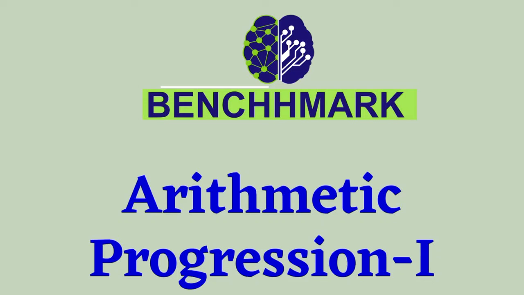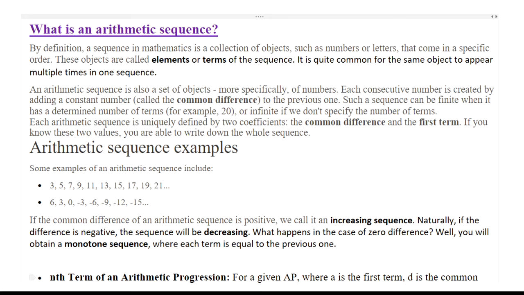What is arithmetic progression? By definition, a sequence in mathematics is a collection of objects. It can be numbers, it can be letters, but it has to come in a specific order. So these objects are called elements, or terms of the sequence. It is quite common for the same object to appear multiple times in one sequence.